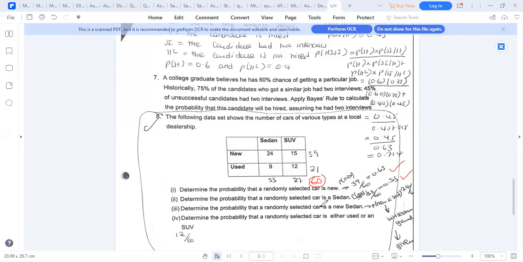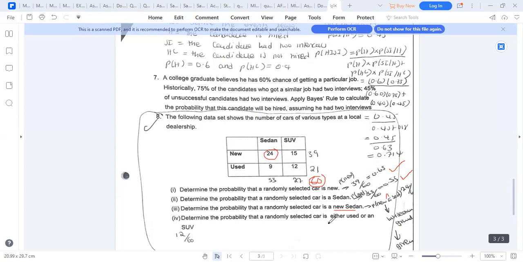And also the probability that the car is a new sedan. So this is new and sedan, and "and" is intersection. So where do new and sedan meet? They meet at 24. Its intersection is over the grand total, 24 over 60. That is how we get it.